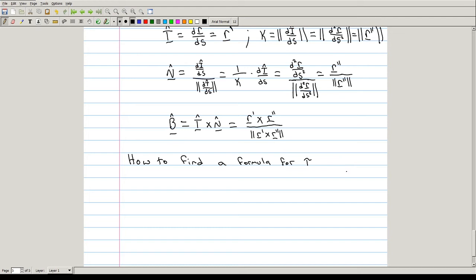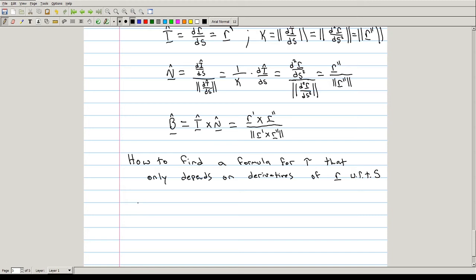It just depends on the derivatives of r with respect to arc length s. So we can use all the stuff that we've derived so far, specifically the Frenet-Serret formulas, to do this. First things first, we consider the derivative of the first Frenet-Serret formula.